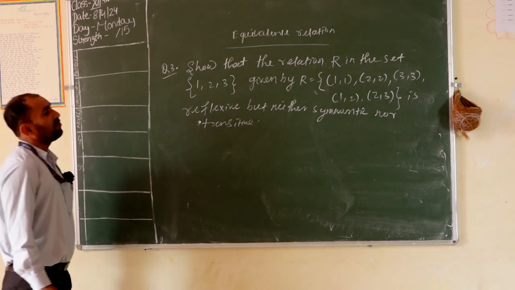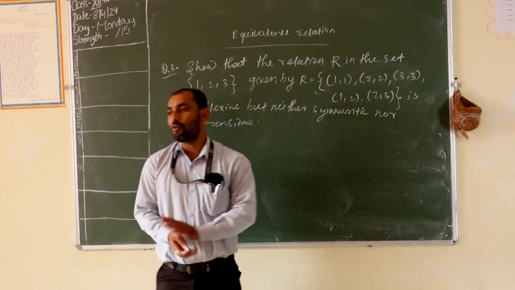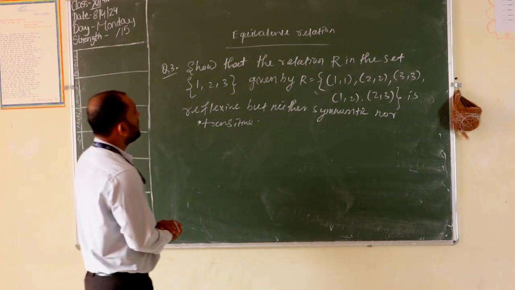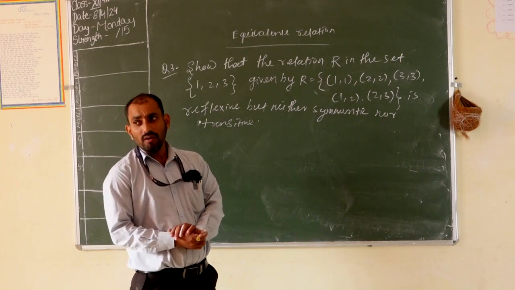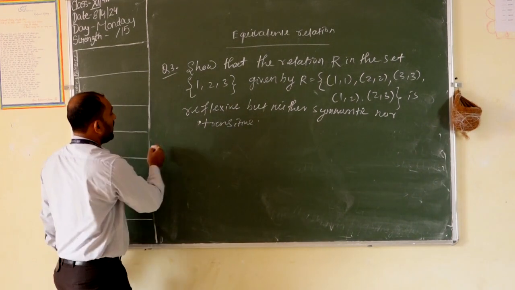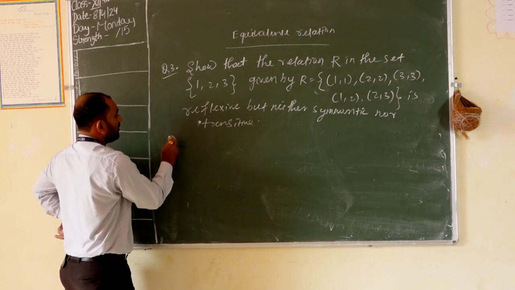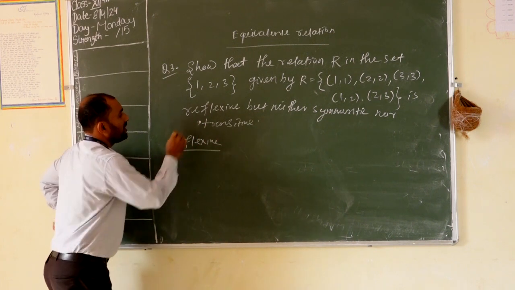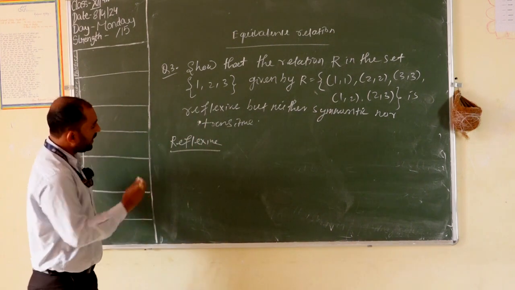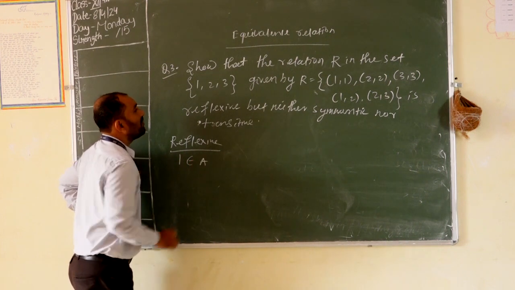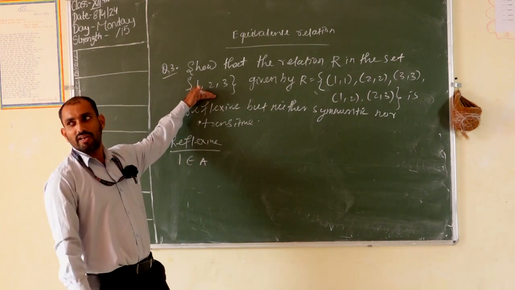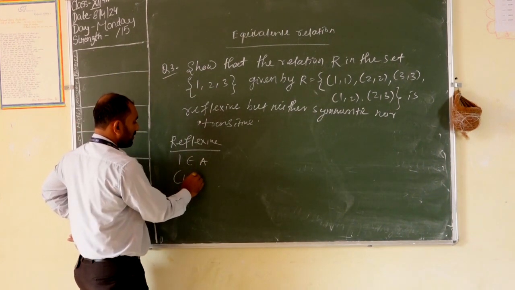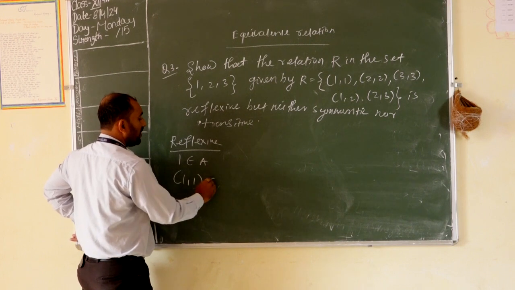This question is given in a different way. Here the relation is given in roster form, and we will check it. It is reflexive but neither symmetric nor transitive. For the reflexive point of view, how many elements are present in the set? 1, 2, 3. You can take any element. Let 1 belong to A. Let us consider the set A. If 1 belongs to A, then does (1,1) belong to R?